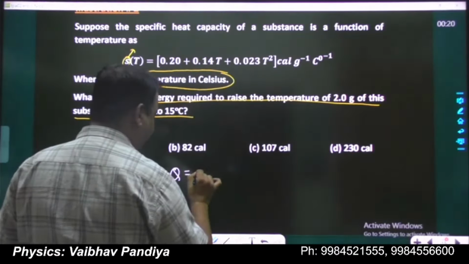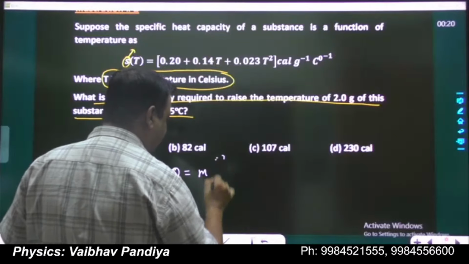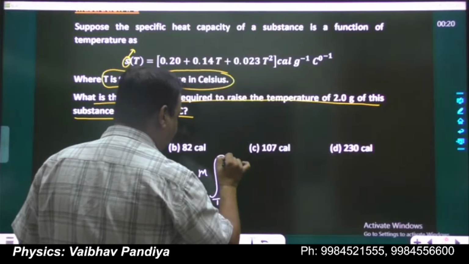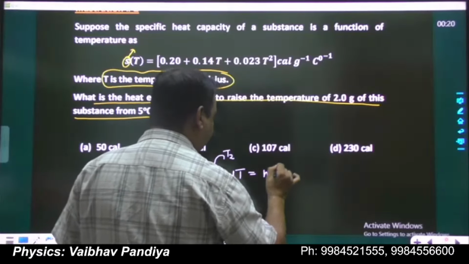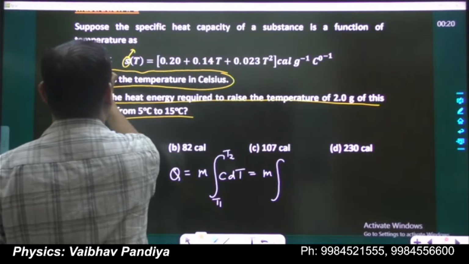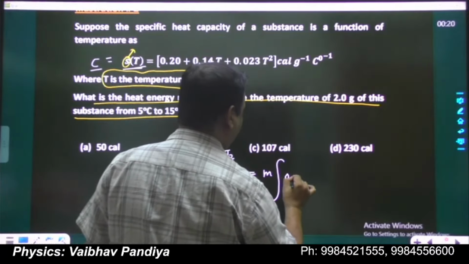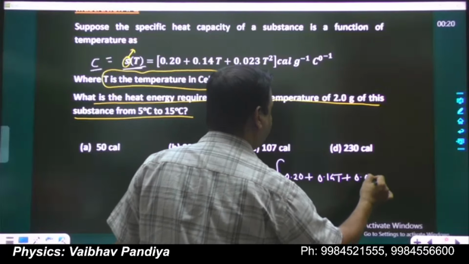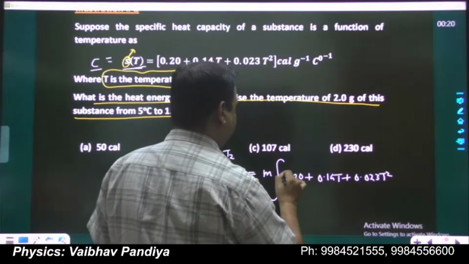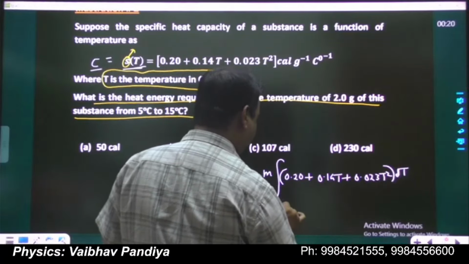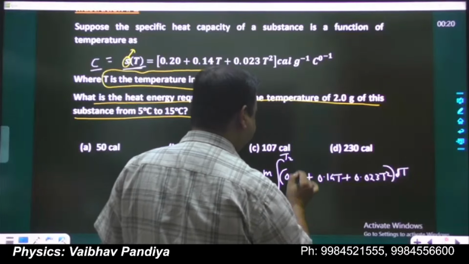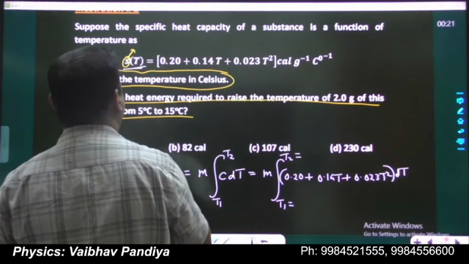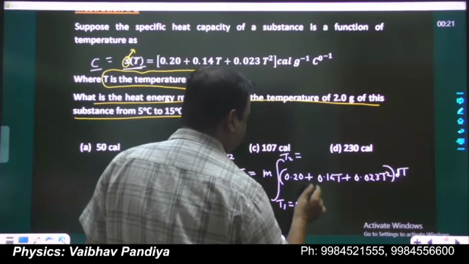So heat will be what? Mass can be taken as a constant factor. C or S, whatever you want to write, dt from T1 to T2. C will not come out. And what is C? We can write it simply C, specific heat, 0.20 plus 0.14 T plus 0.023 T square with dt from T1 to T2, and T we have to put in Celsius, and the range is 5 degrees Celsius to 15 degrees Celsius.